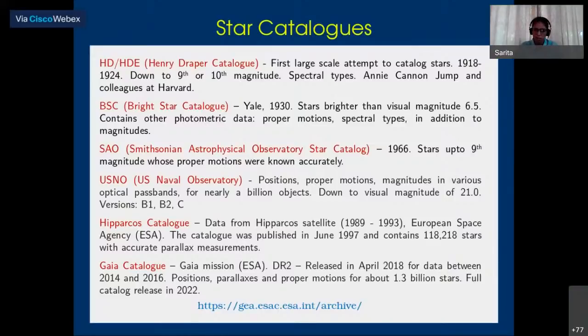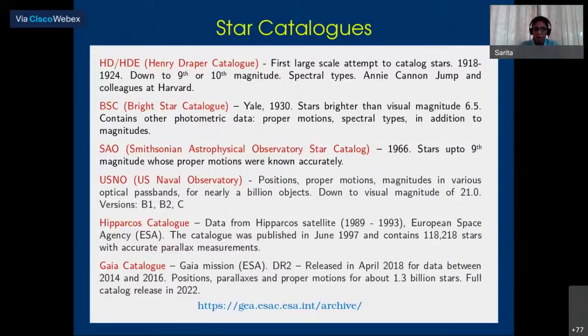A catalog is a listing of stars which is compiled by either one person or a group of people, and they give some information about the stars in the catalog, which is the positions and other information. It could be spectral types, proper motions, parallax. Now you are all familiar with these terms, right? So all this will be listed in the catalogs. So first is the HD or the HDE.